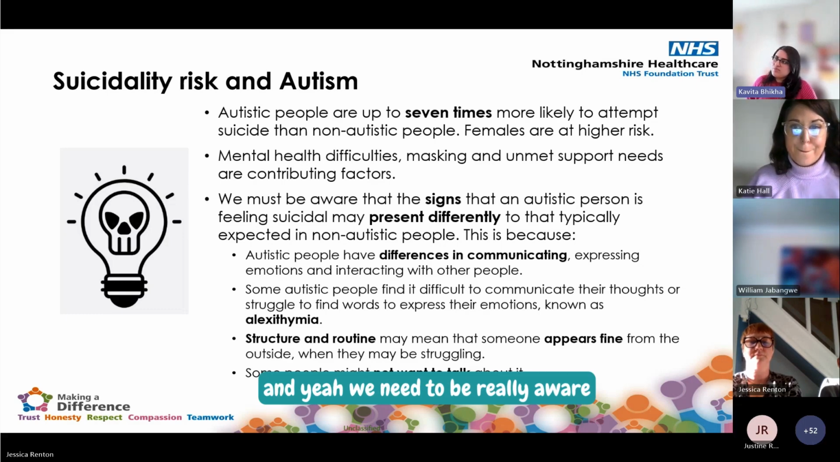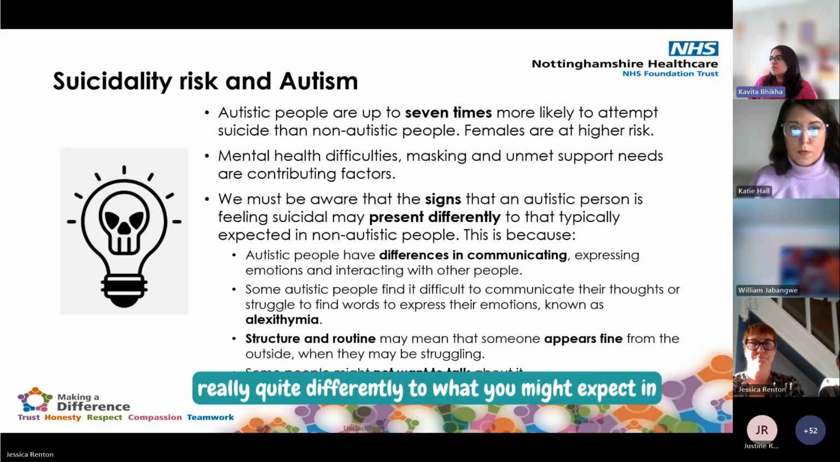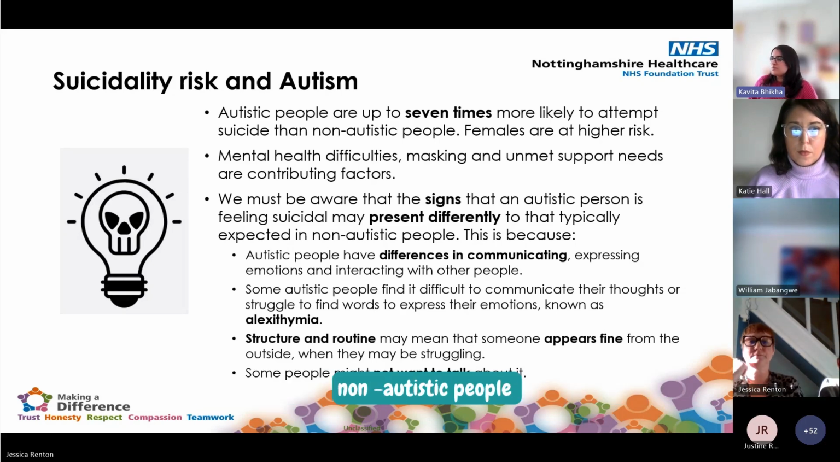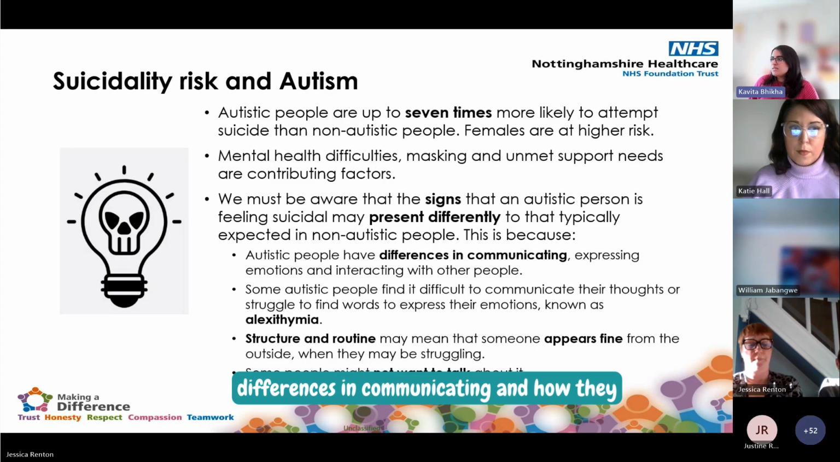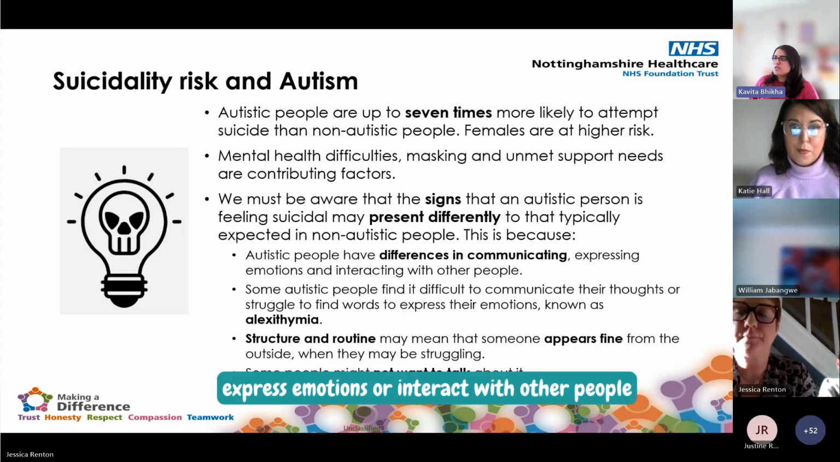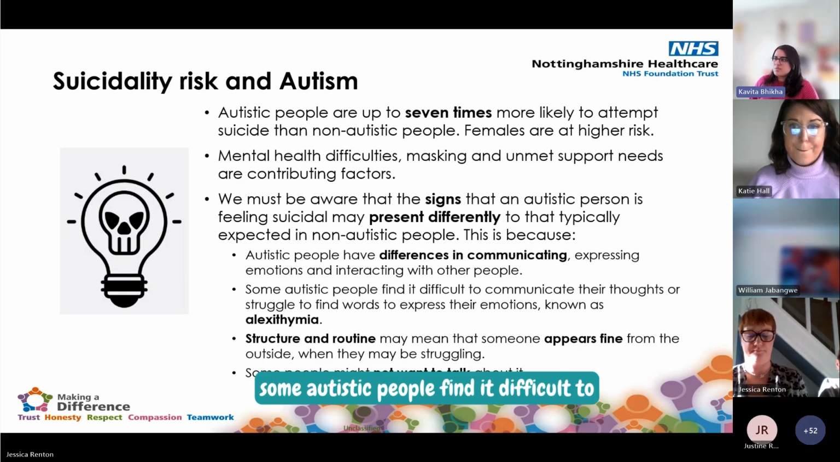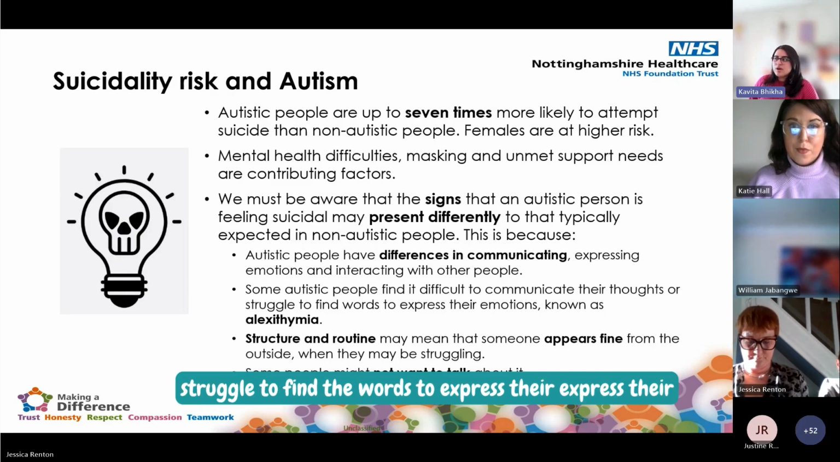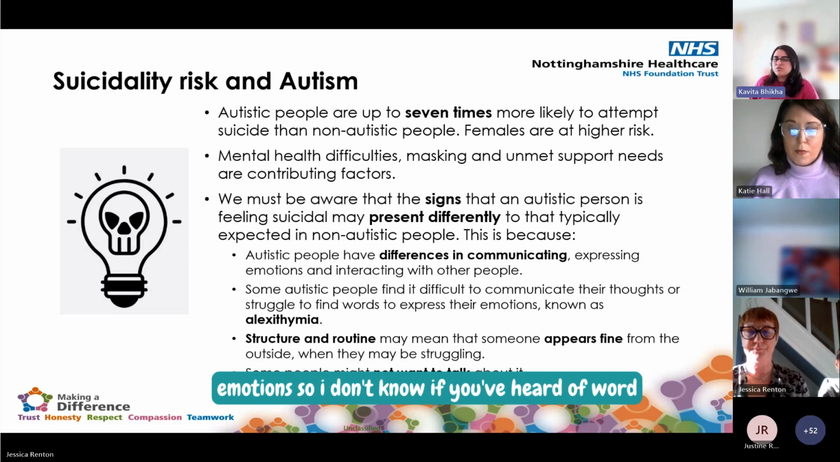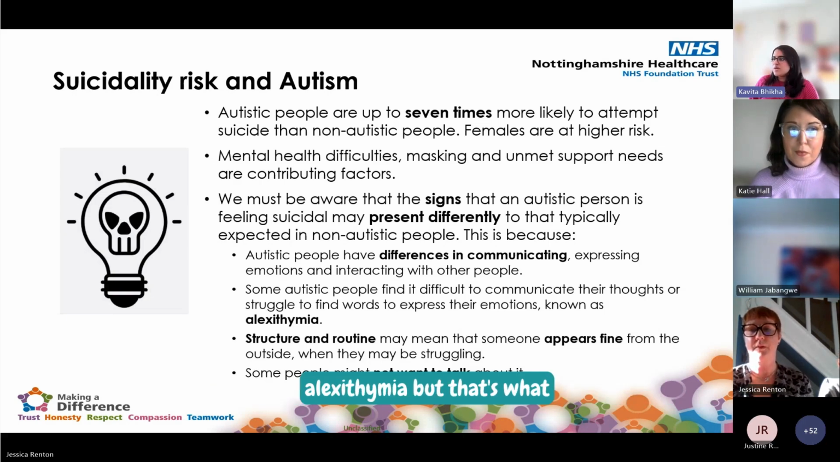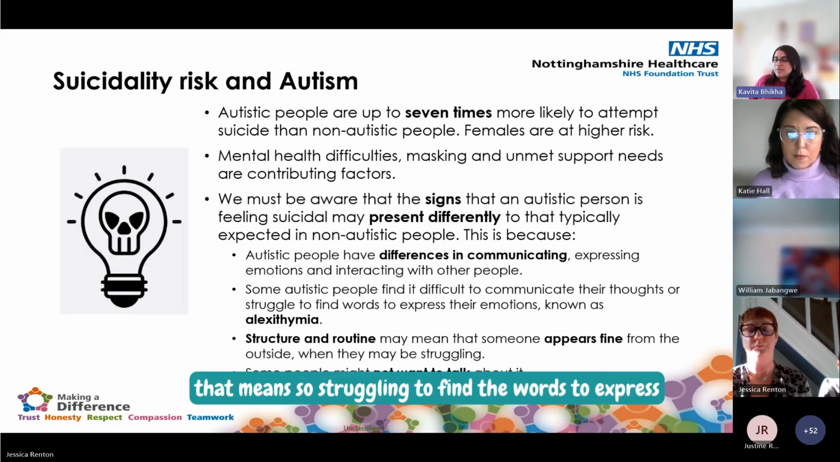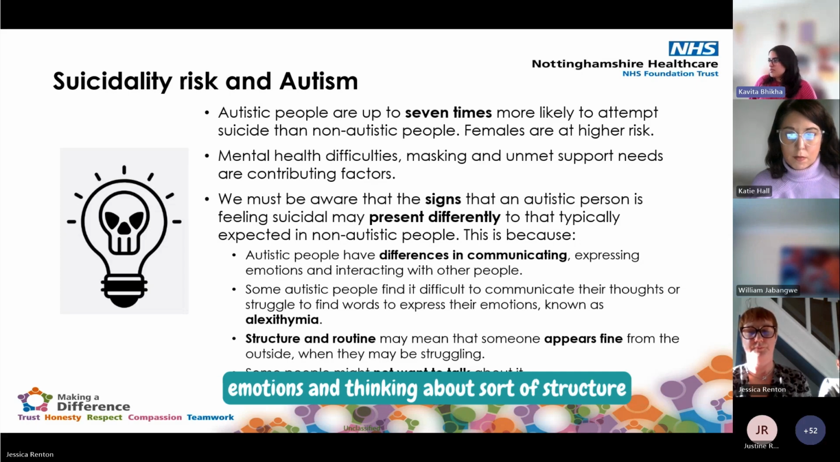And we need to be really aware that the signs that an autistic person is feeling suicidal might present quite differently to what you might expect in non-autistic people. This could be because of differences in communicating, how they express emotions or interact with other people. Some autistic people find it difficult to communicate their thoughts, or they might struggle to find the words to express their emotion. I don't know if you've heard of the word alexithymia, but that's what that means. So, struggling to find the words to express emotions.